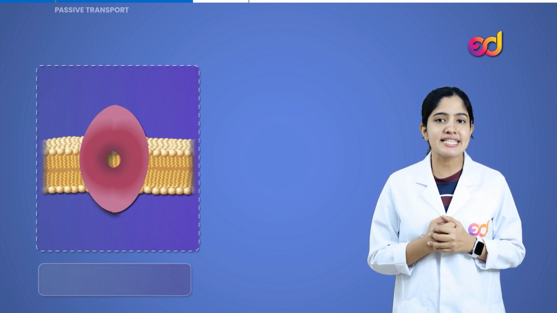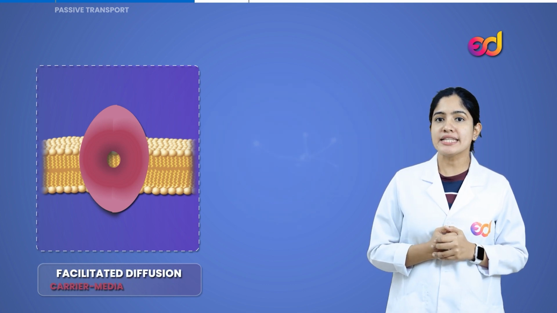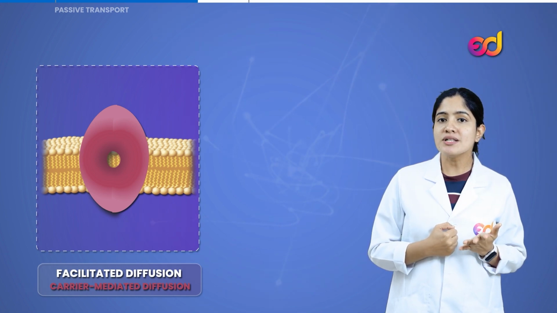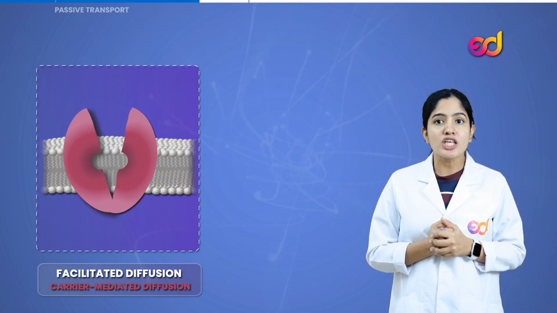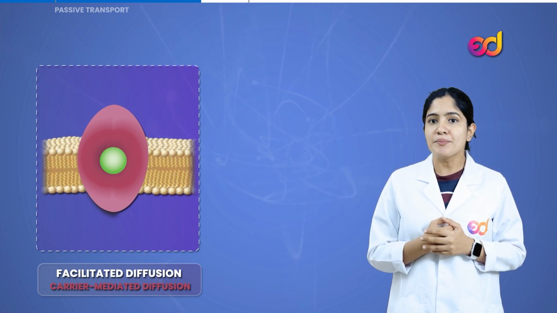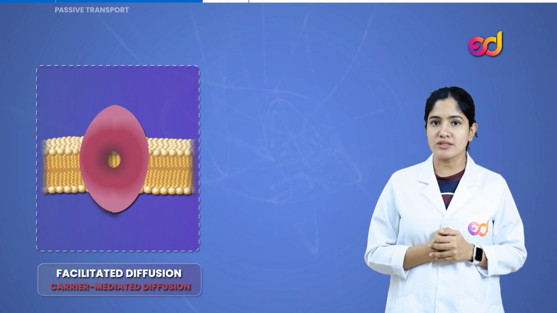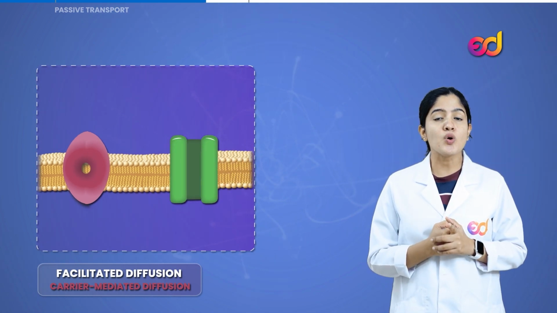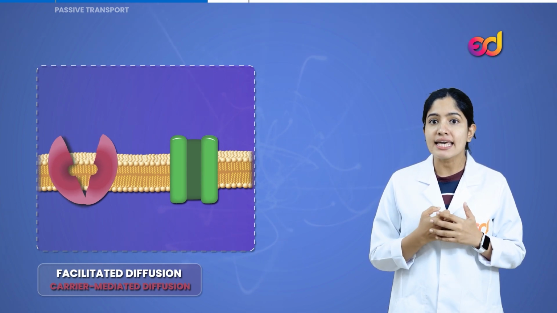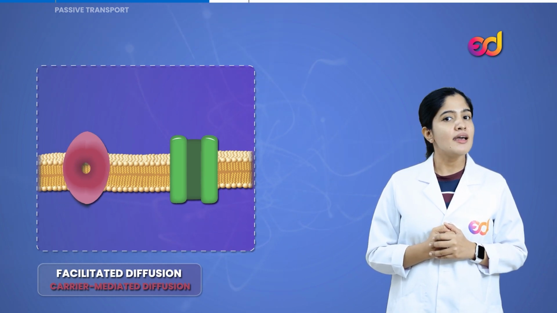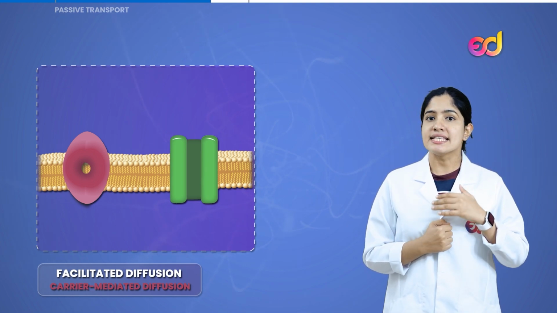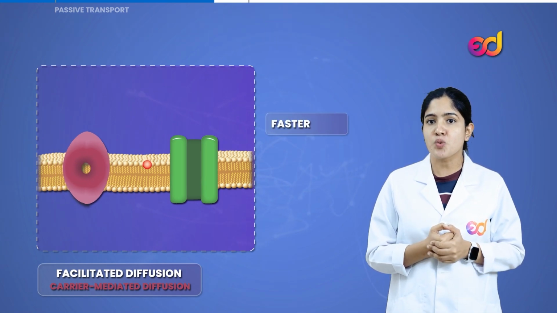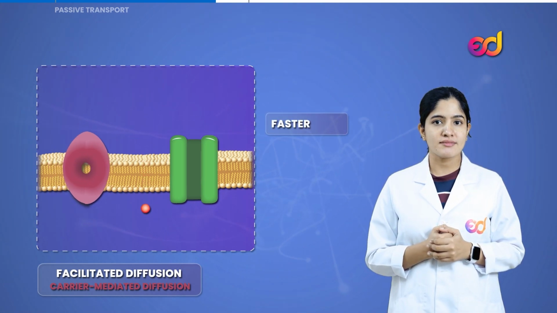Coming on to facilitated or carrier-mediated diffusion. It's a type of diffusion by which the water-soluble substances having larger molecules are transported through the cell membrane with the help of a carrier protein. Don't confuse this with the earlier one. There it was protein channels and here it is the carriers. And through this process, the substances are transported across the cell membrane faster than the transport by simple diffusion.